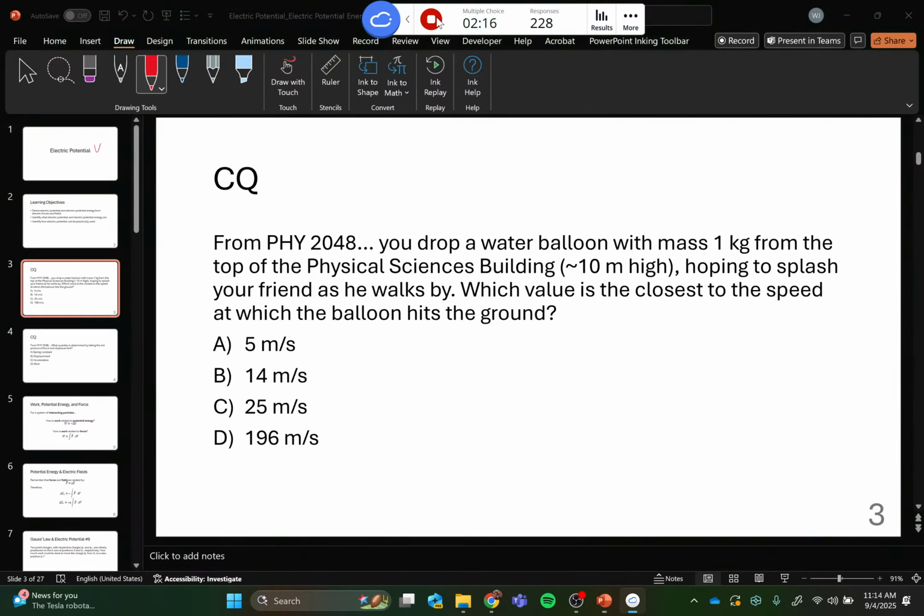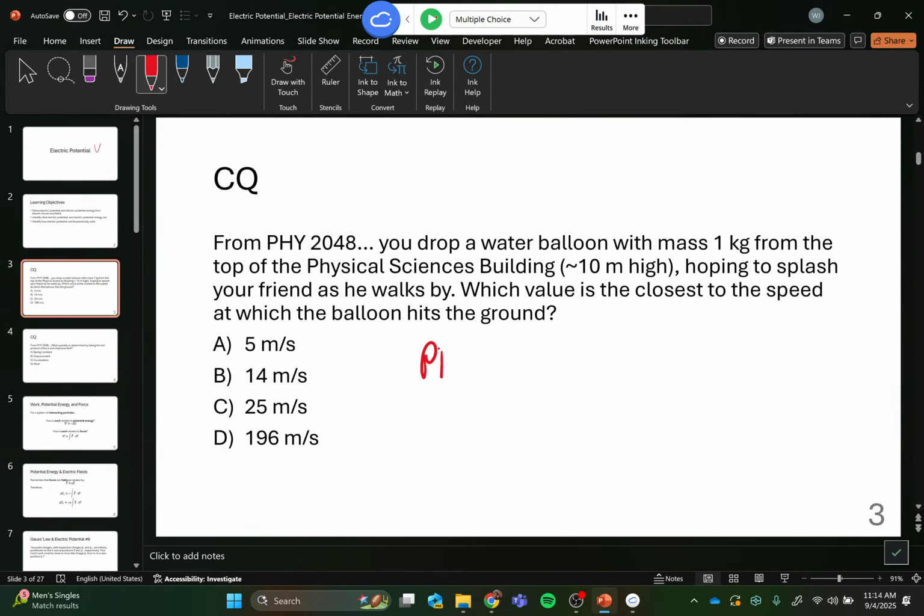So there are 2 ways to solve this. I'm going to emphasize one way because it's the mindset I want to get you all in. This is conservation of energy. Conservation of energy says the energy I start with plus the work done equals the energy I end with. What energy do I start with? I start with potential, and I'm actually going to write this in the variables that we're going to use in this class.